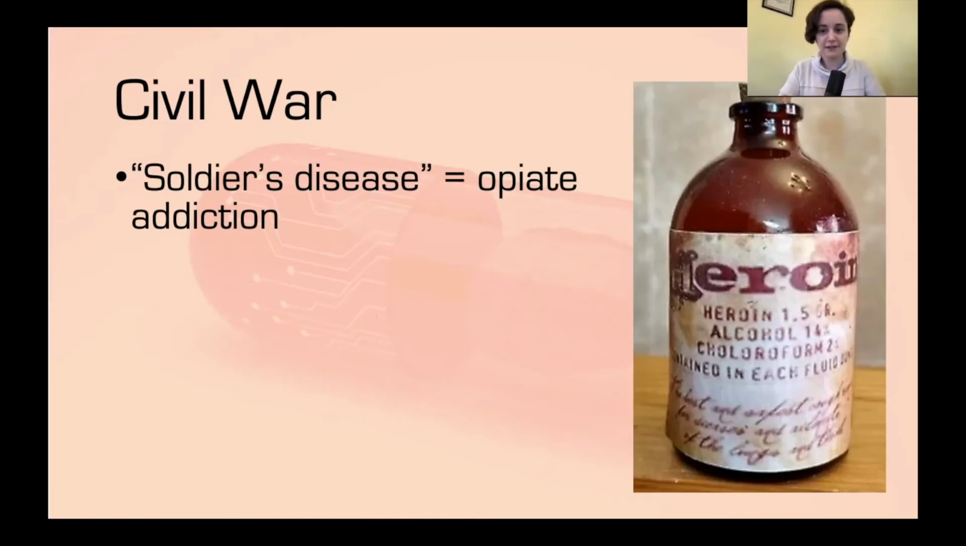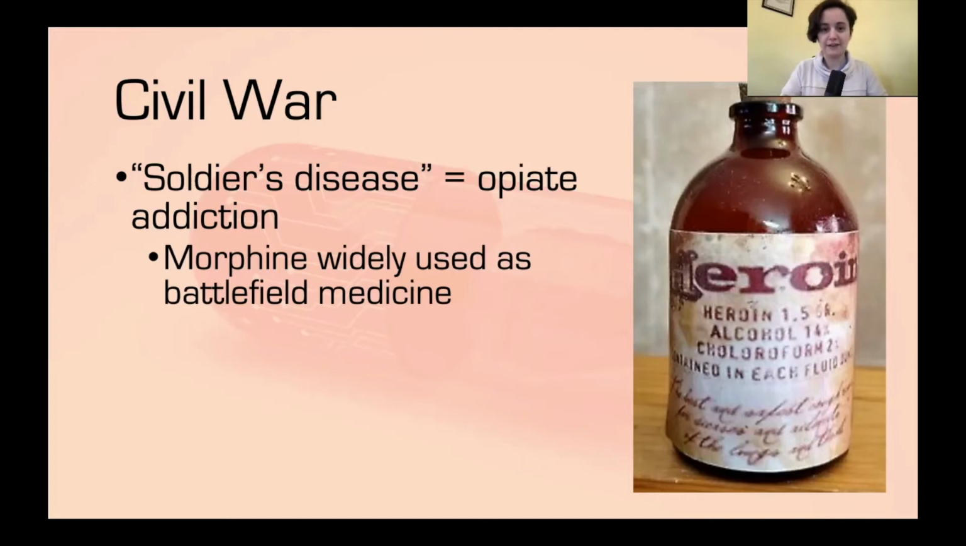However, we begin to see a shift towards awareness of addiction with the American Civil War. The American Civil War led to widespread opiate addiction and what was known as the soldier's disease, which was addiction to heroin, opium, and or morphine.